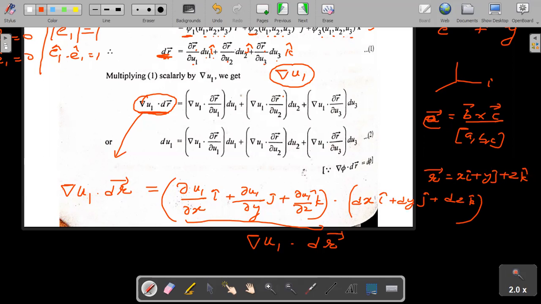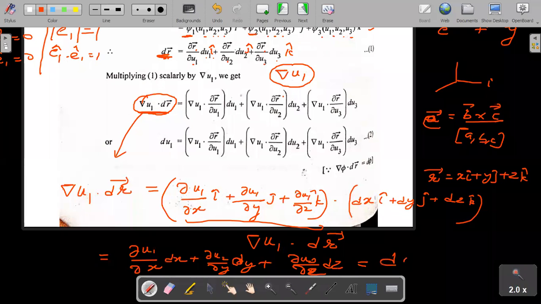So if I take the dot product, it becomes del u1 over del x into dx plus del u1 over del y into dy plus del u1 over del z into dz. So is this not the total derivative of u1? This is not u1, u2, this is all u1. So you see del u1 by del x into dx plus del u1 by del y into dy plus del u1 by del z into dz is nothing but the total derivative of u1.